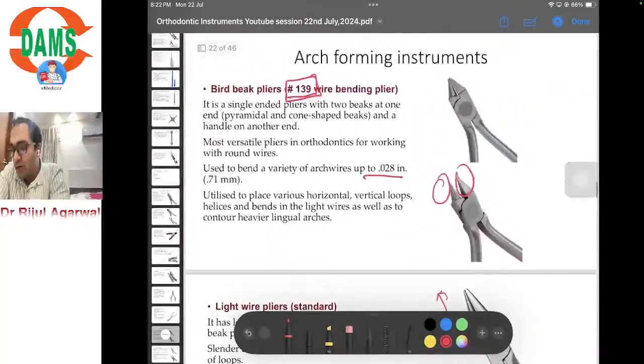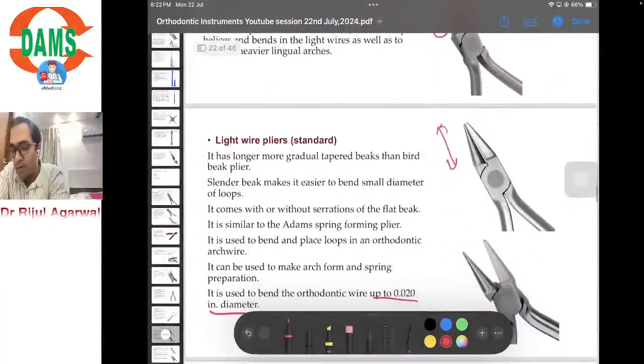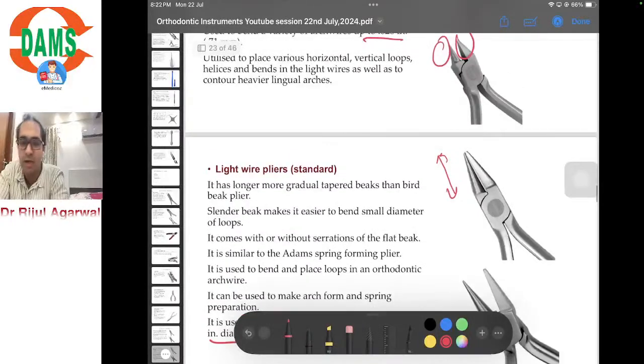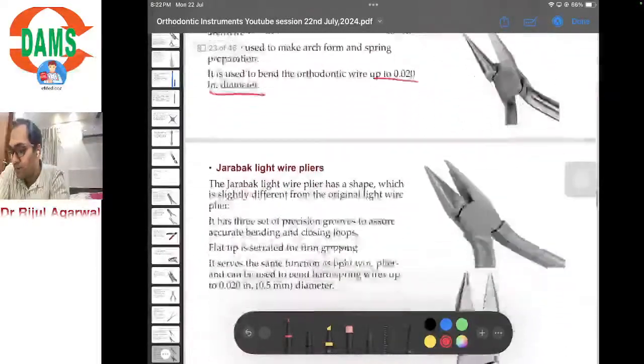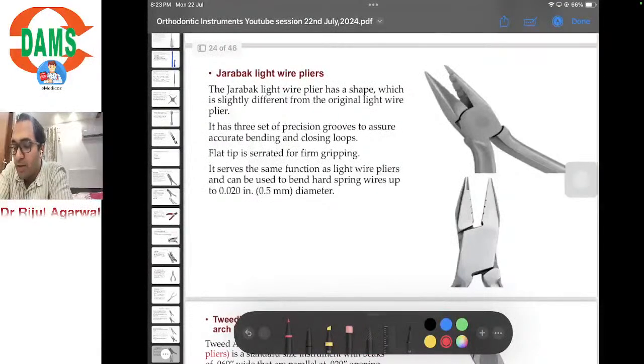So bird beak most important. लाइट वायर में डिफ्रेंशिएट करने के लिए long tapered beaks. Next is the Zaraback light wire plier. So it has serrations. Again the beaks have similar kind of shape. One is conical, other is pyramidal, but the way to differentiate is the presence of 3 sets of precision grooves for accurate bending and closing loops. Flat tip is serrated for firm gripping. Used to bend hard spring wires up to 0.020 inch in diameter.